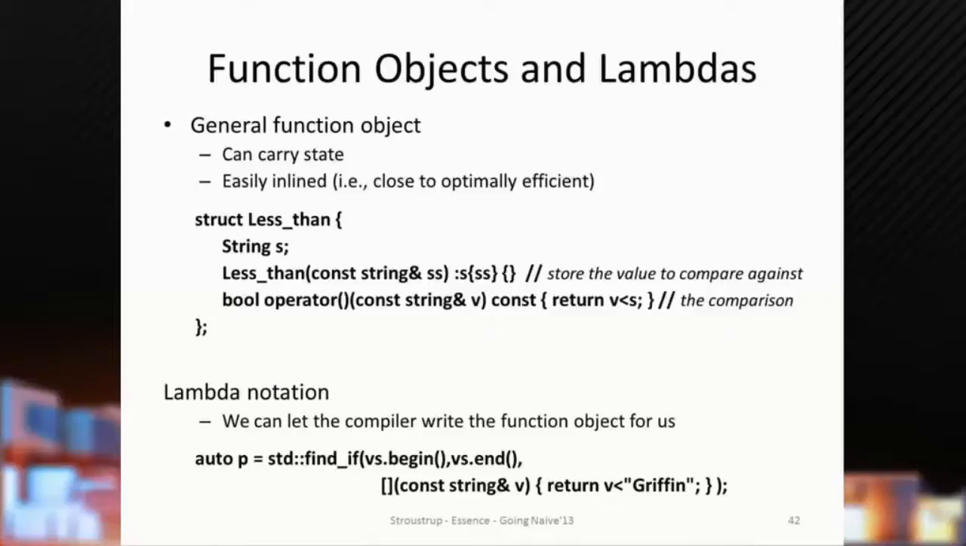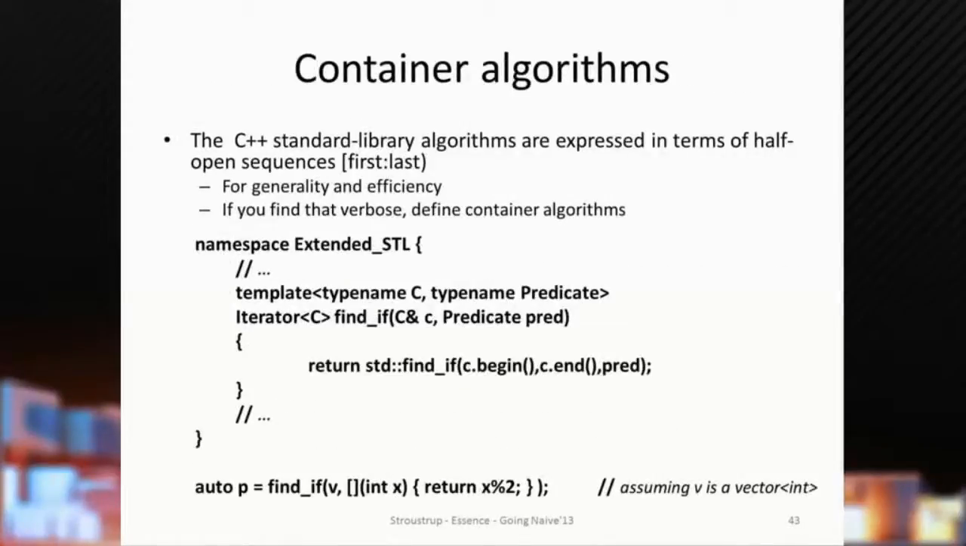So here I want to do the find_if, and I want to compare the value with Griffin. Done. If you get tired of writing all of these begin and ends, you don't have to. You can simply define your own versions that work over a container. It's not perfectly as general as using the pairs of iterators. It is notationally much nicer. So here's the find_if: find_if in the container v, look for things that are odd.